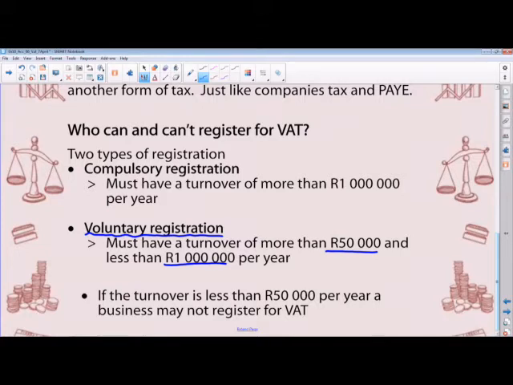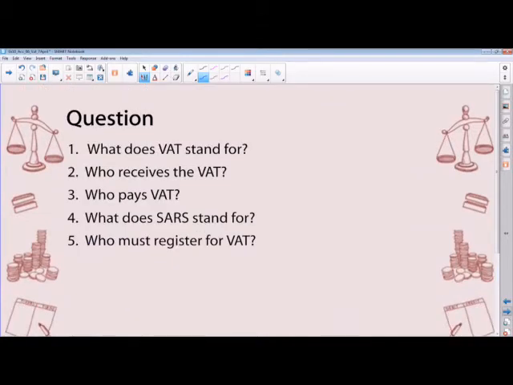Now let's continue. I'm going to leave you with a few questions. Let's read them together. Number 1, what does VAT stand for? Number 2, who receives the VAT? Number 3, who pays VAT? Number 4, what does SARS stand for? And number 5, who must register for VAT? Now I'm going to give you 3 minutes to answer these 5 questions. Good luck.